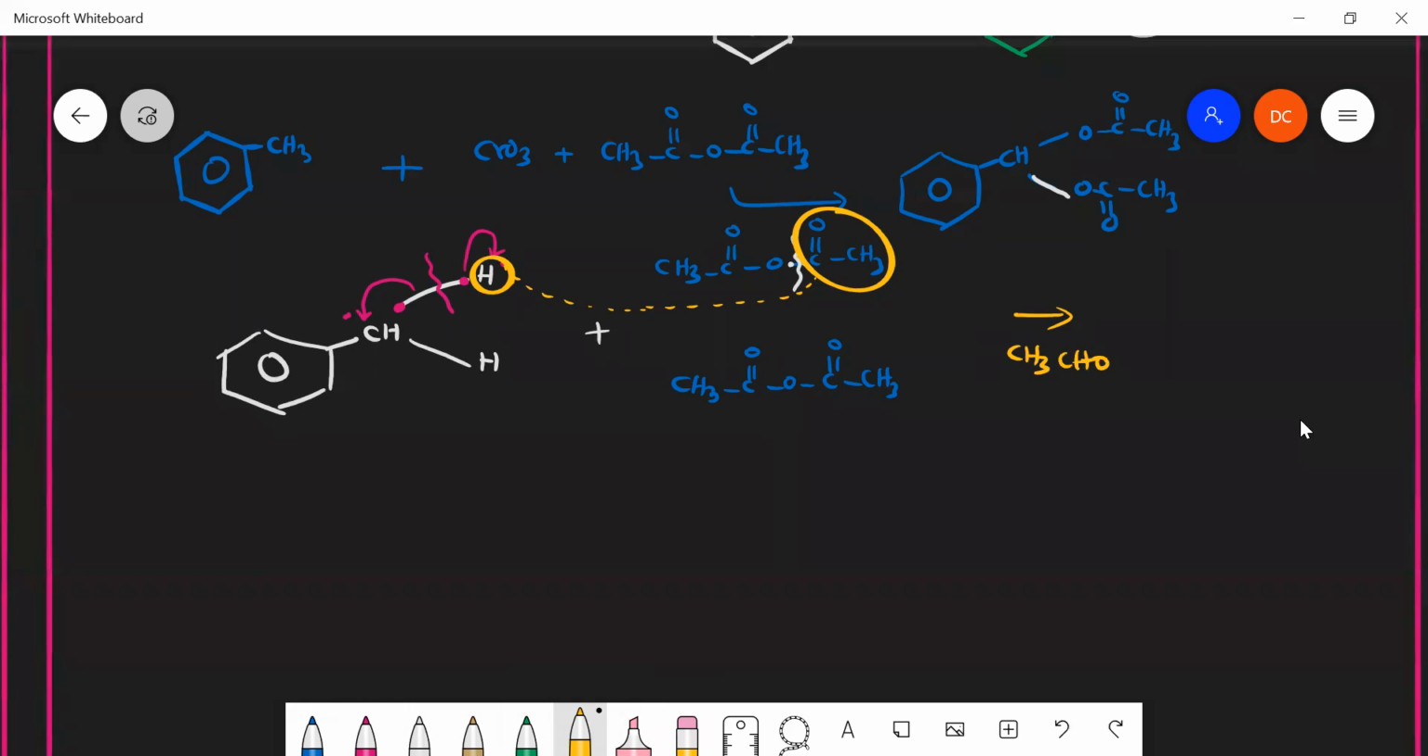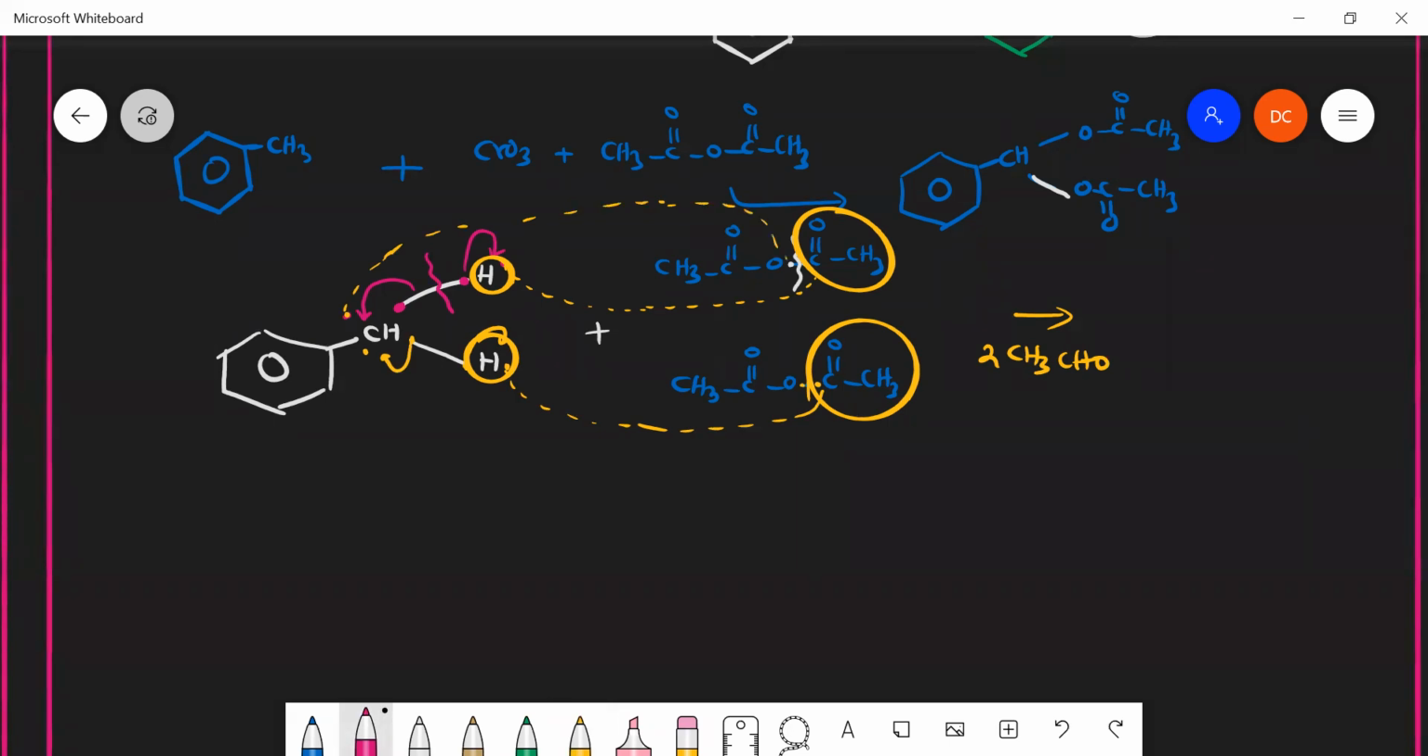And one more thing, the same reaction will proceed here also. This hydrogen will take away this electron, that electron is here. And this carbon will take away this electron, these two electrons are here. Now this hydrogen will go and attach to the same carbon. So these two dots combine to form two molecules of acetaldehyde. The remaining two things are what? So this dot is going to attach with this dot, and this dot is going to attach with this carbon, this oxygen.